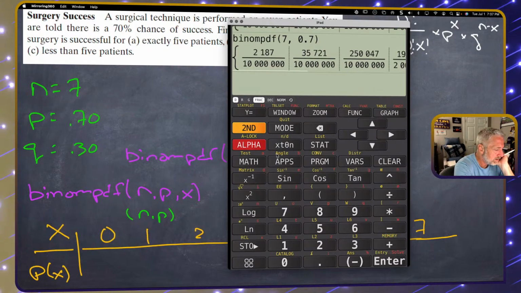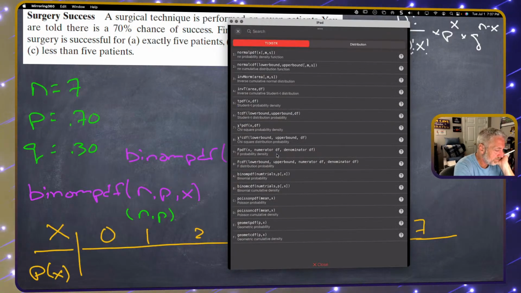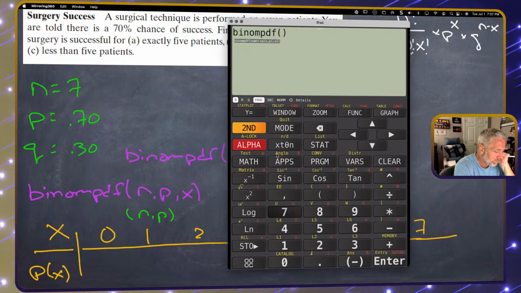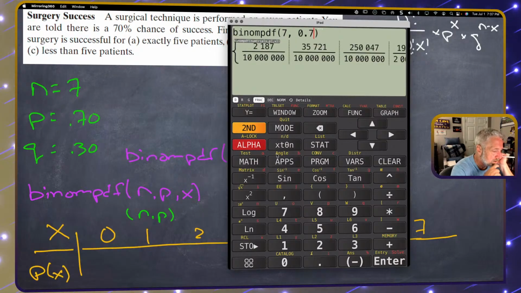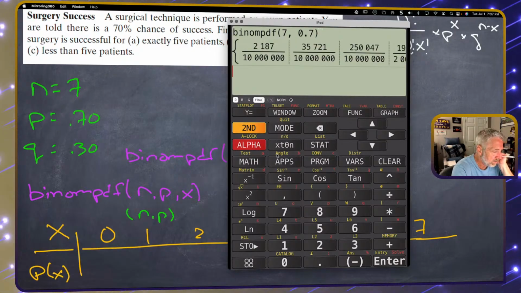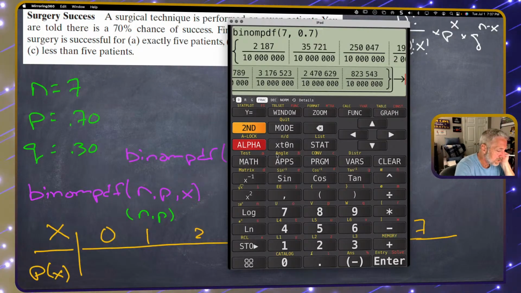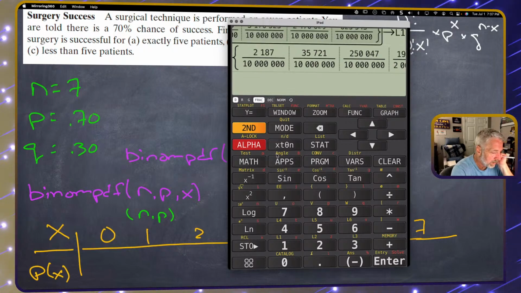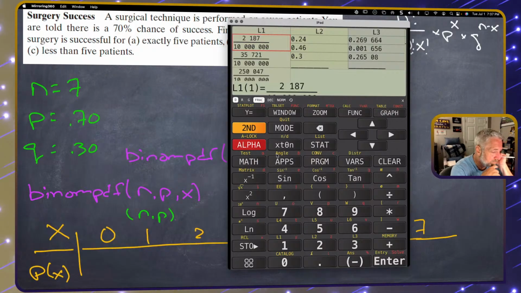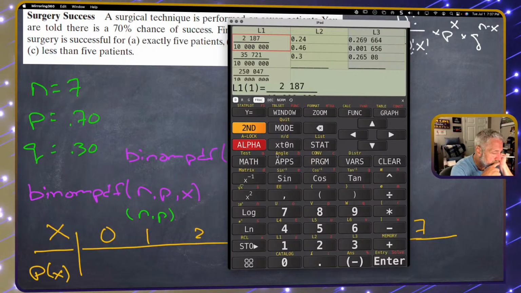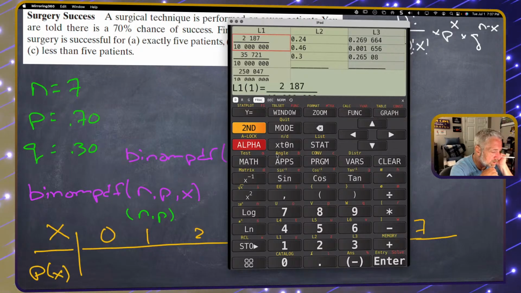Wait. Clear. I think I hit it too many times. Second vars. Binomial PDF. We've got 7 trials. The probability was 0.7. Yeah, there it is. Okay. Hit enter. I'm going to store these in second 1, L1. Okay, I just stored them. Now when I go to stat, edit, it stored them as fractions.